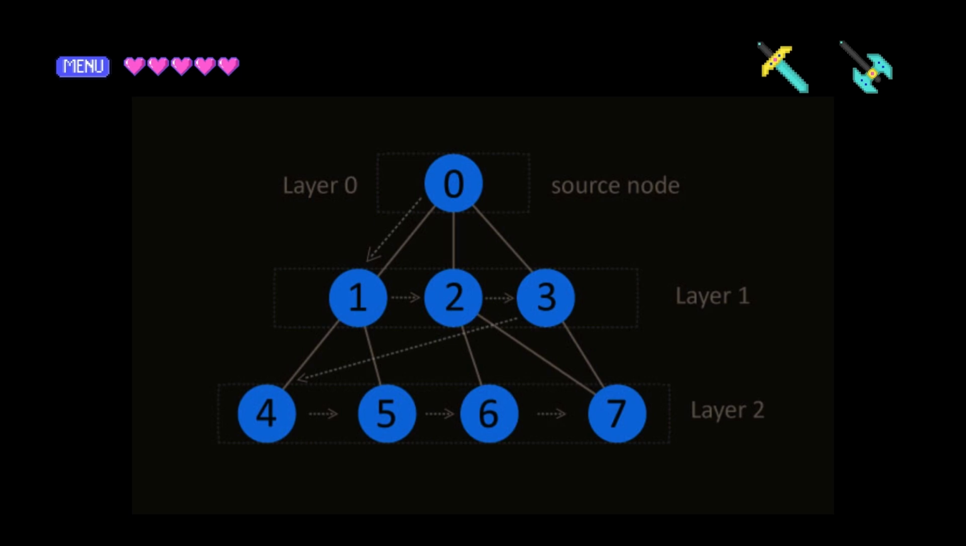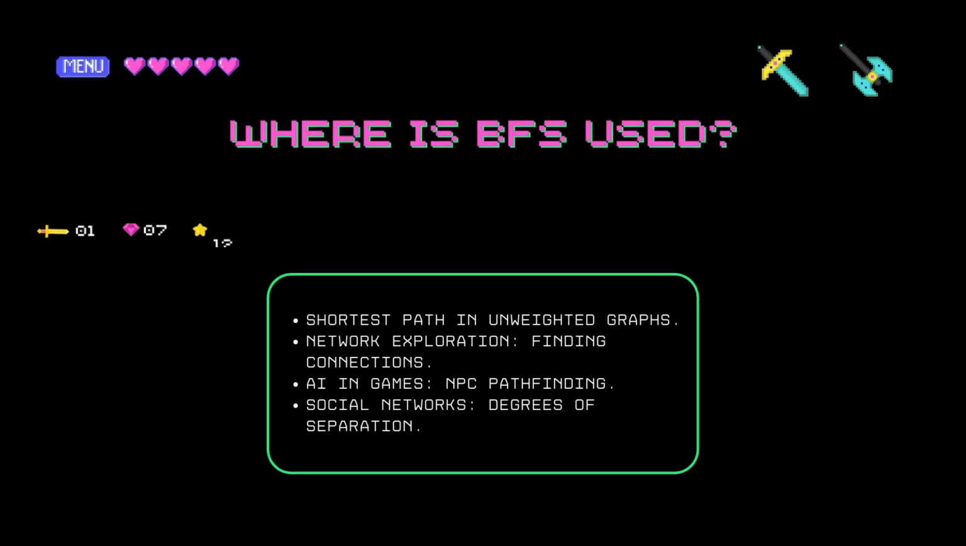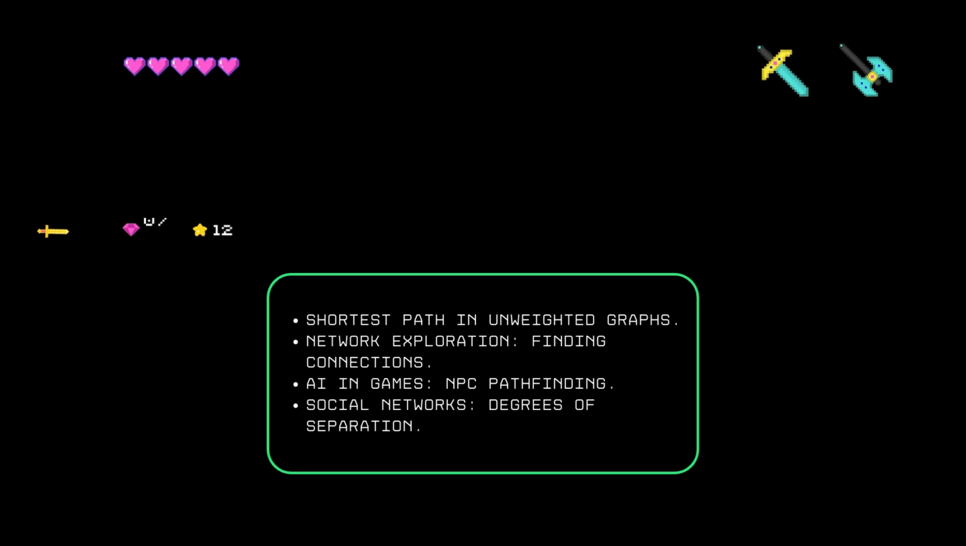So let's study why the breadth first search algorithm is used. It is used to find the shortest path in unweighted graphs. It is used in network exploration, finding connections. It is also used in NPC pathfinding in AI in games, for NPCs and player characters, and also for finding the degrees of separation in social networks. Those are the three main uses of breadth first search.